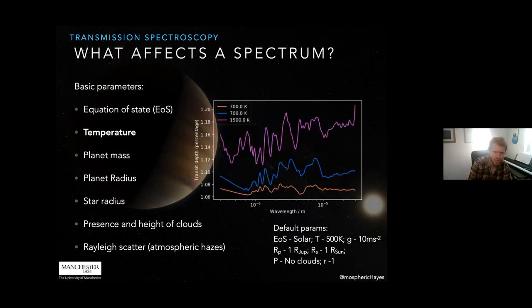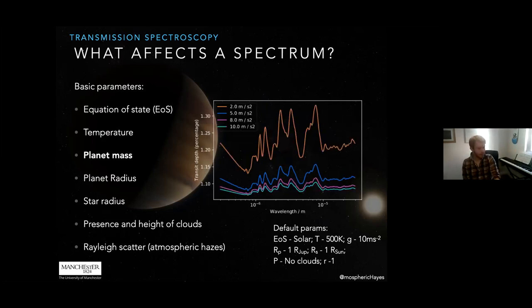Your temperature changes. So even within the same gas, if you heat up a gas, you basically turn on and off rotational and vibrational energy levels. And once they're turned on, these are new wavelengths which can absorb light and can block out light. So you'll end up with a much more feature-rich spectrum at high temperatures than at lower temperatures. So you can compare the pink and the orange ones here.